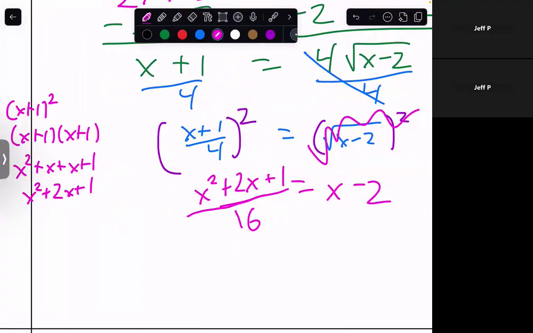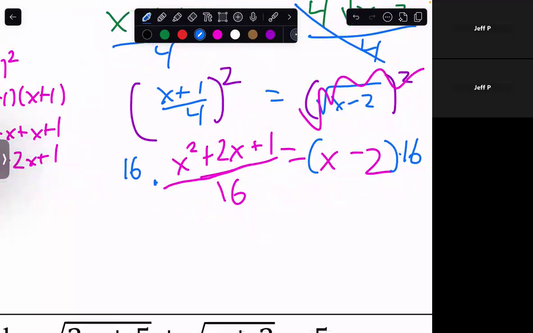It's actually not that complicated once we get rid of the denominator. Things look very complicated as fractions, but if we can make it not fractions, that'd be better. So let's go ahead and multiply both sides of the equation by 16.